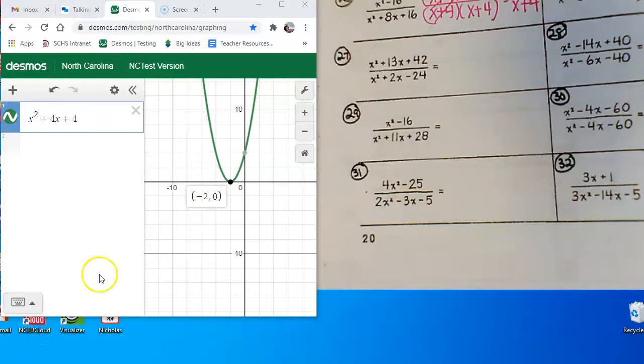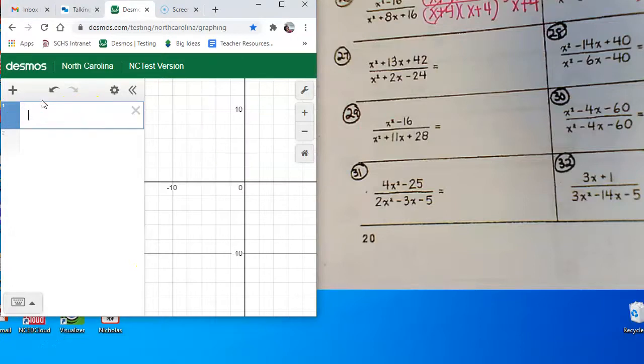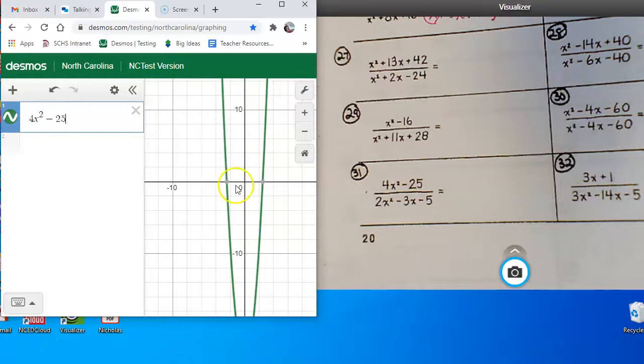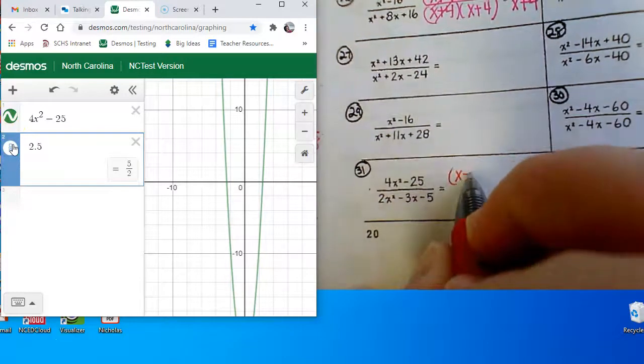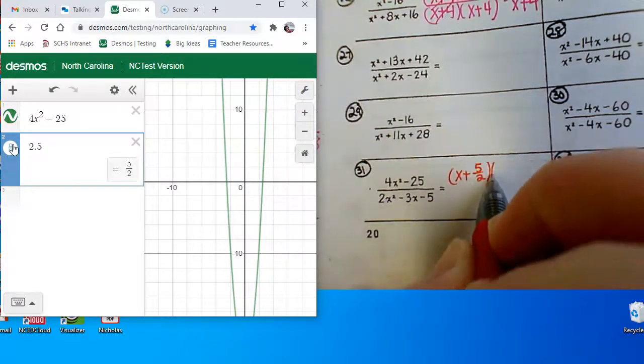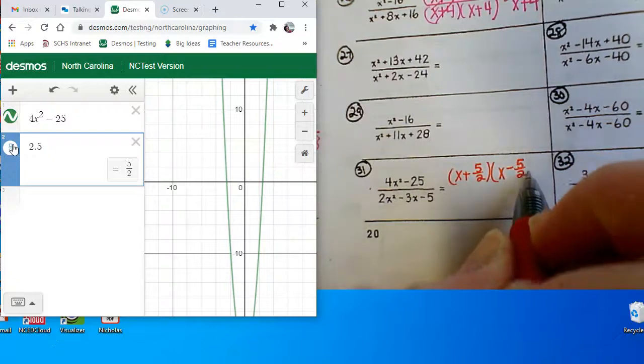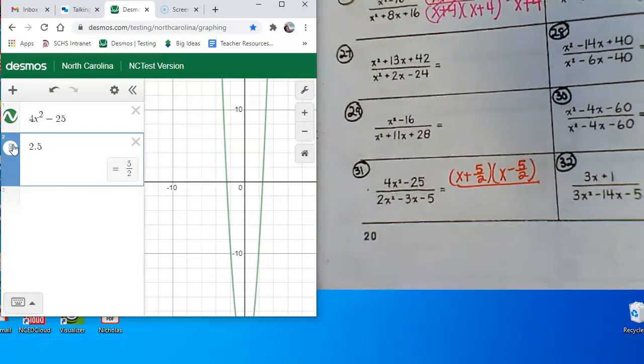Okay, let's look at 31. If I graph 4x squared minus 25, I do get two fractions. Notice they're the same. One's a negative and one's a positive. Let's go ahead and change that. It's 5 halves, or 5 over 2. So it's kind of like x plus 5 over 2 and x minus 5 over 2. We can change that in just a second.